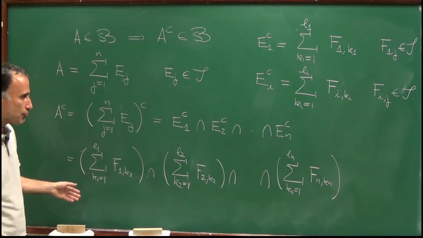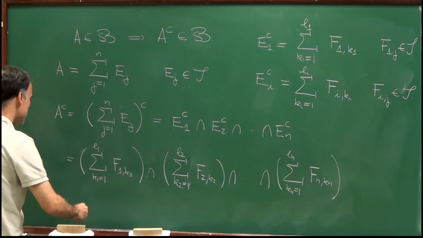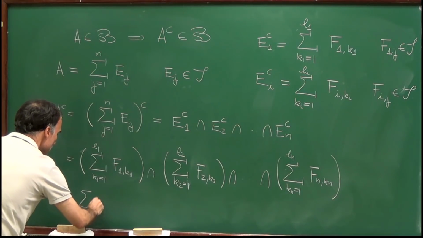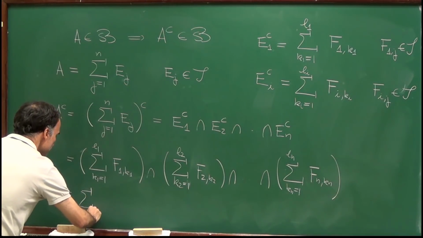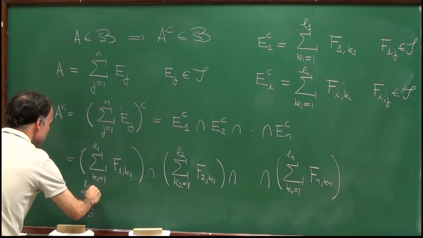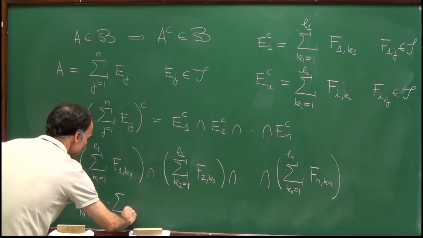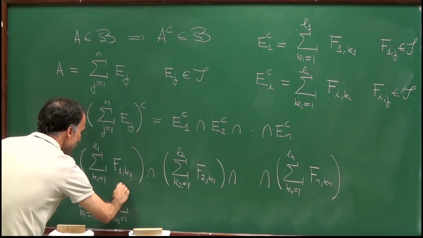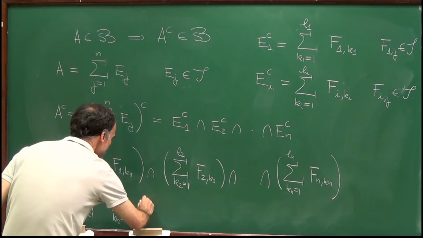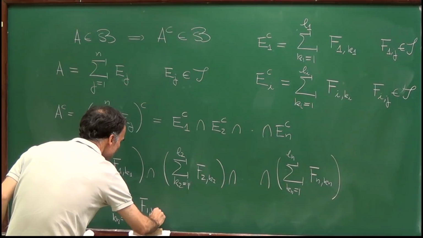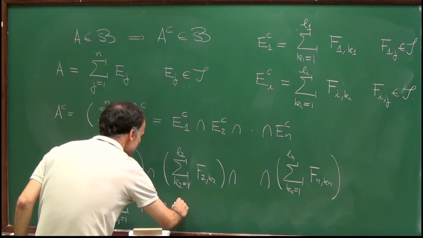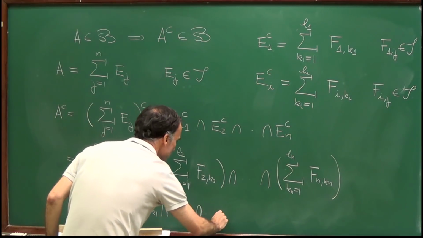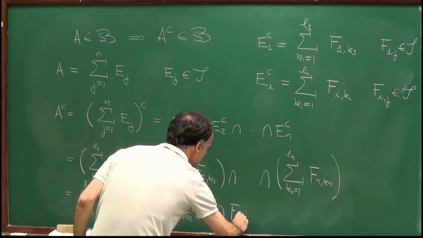And now it remains to distribute this intersection over these unions. So this will be the union over K1 from 1 up to L1, up to Kn from 1 up to Ln, of F_1K1 intersection F_2K2 intersection ... F_nKn.